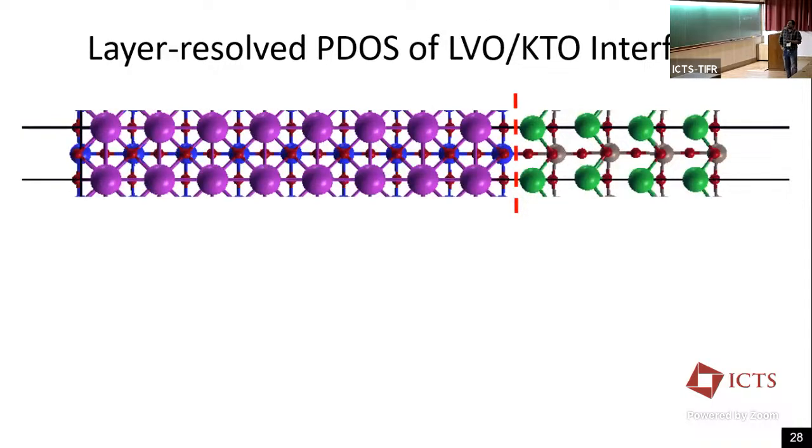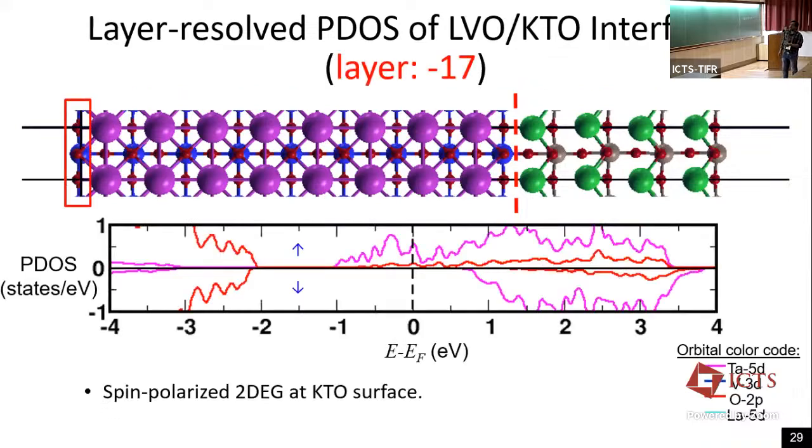Now I will show the result of the layer-resolved PDOS, or projected density of states, for each layer. This is the KTO part and this is the LVO part. For each layer I will try to show, and let's see what happens. So this is the surface of the KTO. You can see the density of states as a function of energy, and you can see that the conduction band is crossing the Fermi level and coming down. So there is generation of free electrons, and these free electrons will form a 2DEG at the KTO surface. This 2DEG is sitting from the conduction band minimum up to the Fermi level in this region. So this layer is conducting.